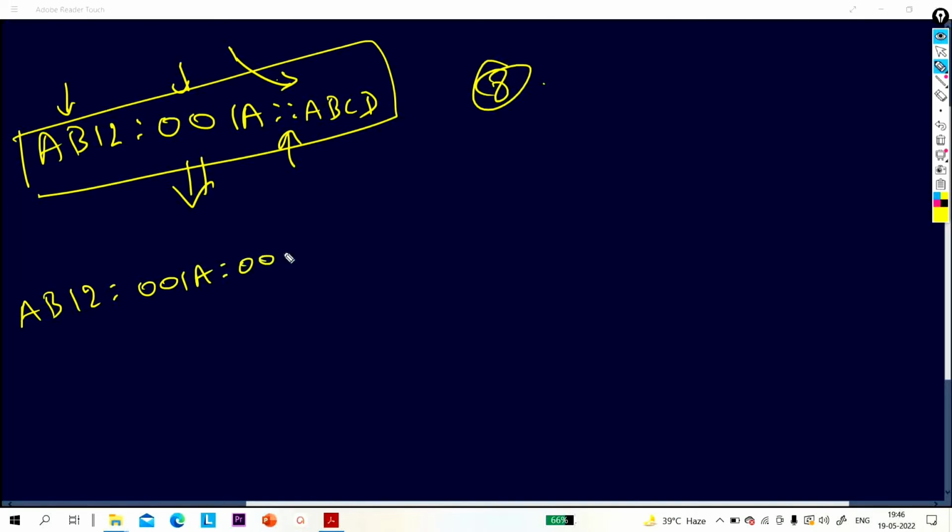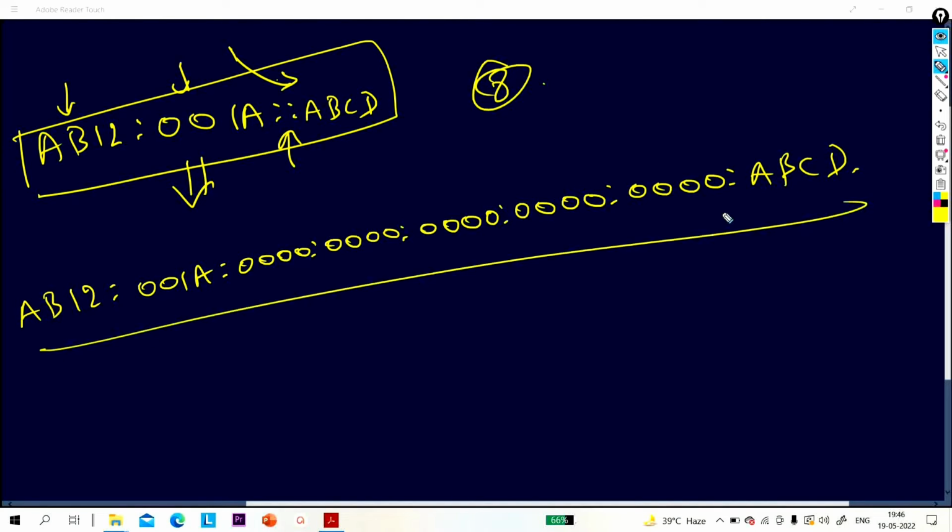The complete address will be AB12:001A:1234:1234:1234:1234:1234:ABCD, right? So always keep in mind, you will not use dual colon twice. We can't use dual colon twice in IPv6. Then how will you identify how many fields are there between the colons? So 1, 2, 3, 4, 5, 6, 7, 8, right? You can see there are 8 fields. In the same way there are 8 fields also. There is no difference between these two IPv6 addresses. Both are the same address, right?